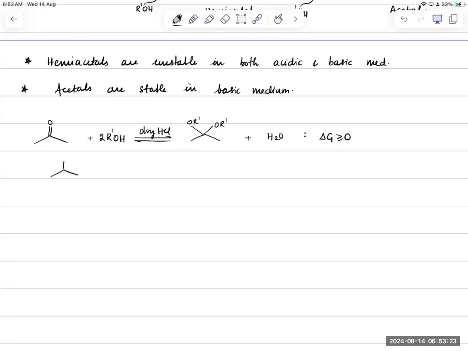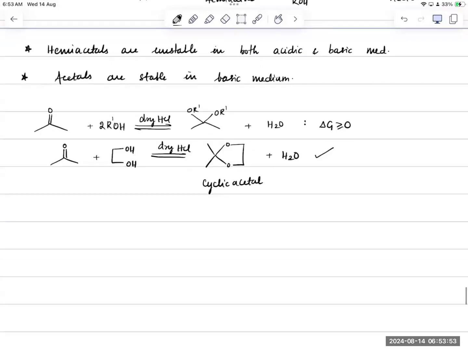So to improve on this spontaneity, instead of taking 2 moles of alcohols, we'll take only 1 mole of alcohol, which is in the form of a diol. Then the reaction will proceed. With dry HCl, the reaction will now proceed to form this kind of cyclic acetal, plus H2O. Now this reaction is feasible. The first reaction is not so much feasible.